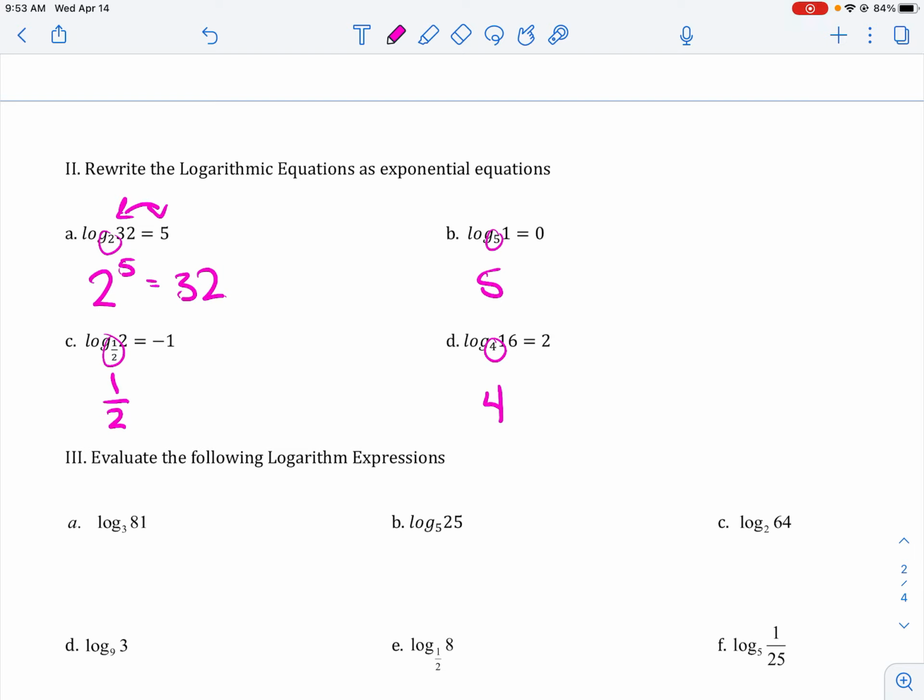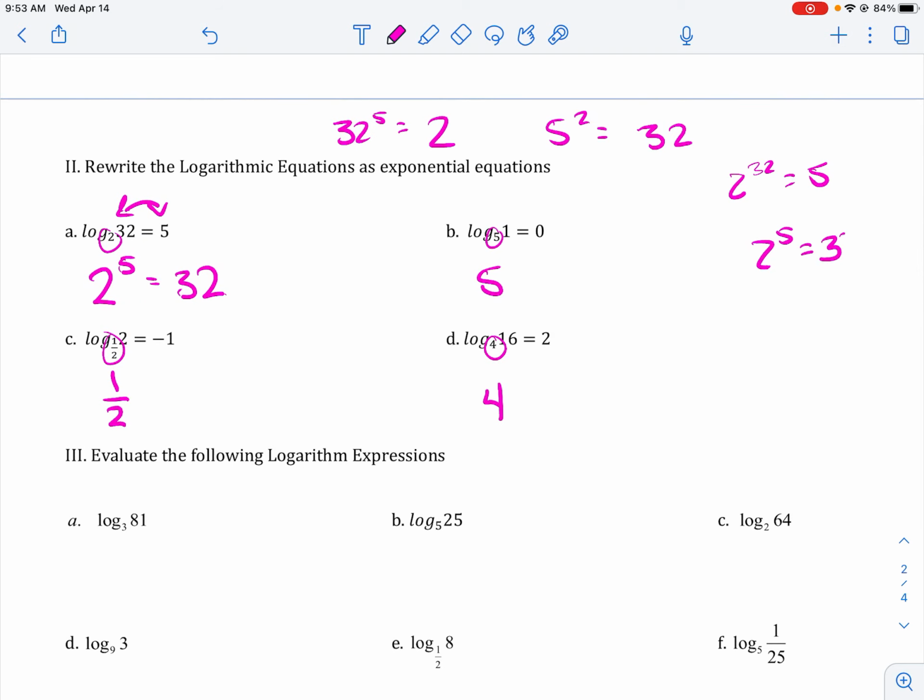And again, it's a lot easier going this direction because we kind of know what numbers we need, right? I mean, we definitely know 32 to the 5th power doesn't equal 2. We know that 5 to the 2nd power doesn't equal 32. And we know that 2 to the 32nd power doesn't equal 5. There's only one representation that makes sense, and it's this one right here. So like I said, going the other direction makes it a little easier.